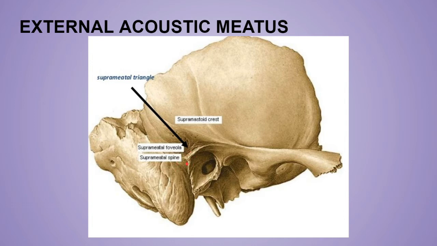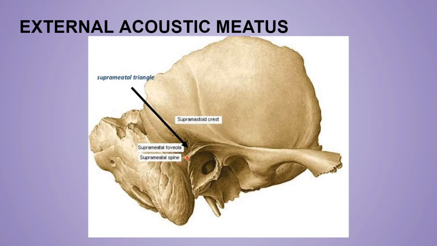The margins are roughened for the attachment of the auricular cartilage. Now the suprameatal triangle is also known as the triangle of MacEwen. The triangle of MacEwen, or suprameatal triangle, is a small depression postero-superior to the meatus, as visible in the diagram. It is bounded above by the supramastoid crest, in front by the posterior-superior margin of the external acoustic meatus, and behind by a vertical tangent to the posterior margin of the meatus. Now the suprameatal spine: this is the suprameatal spine, you can see it somewhere over here, spine type.